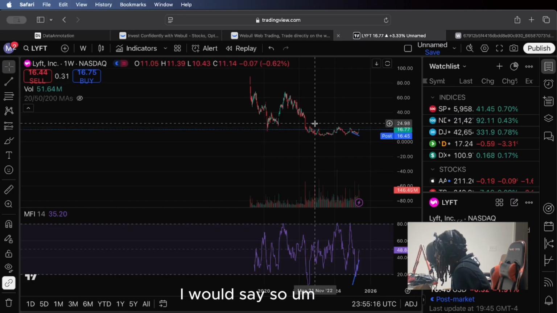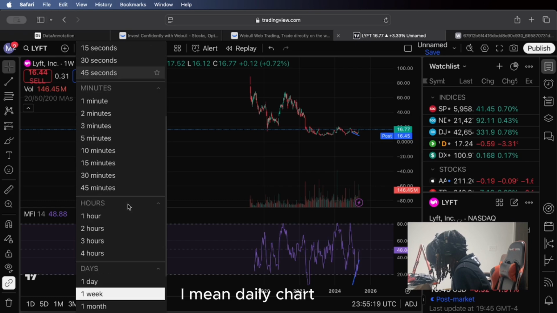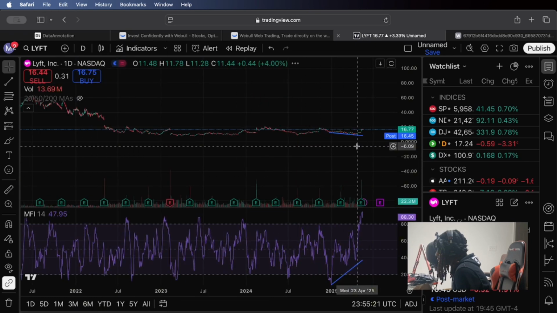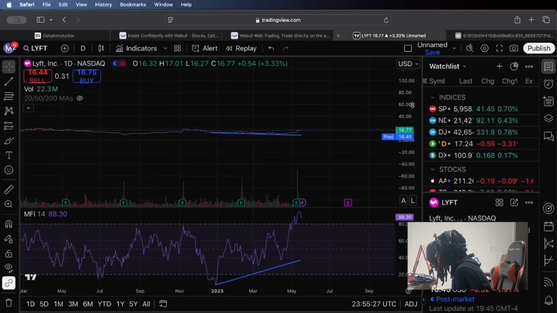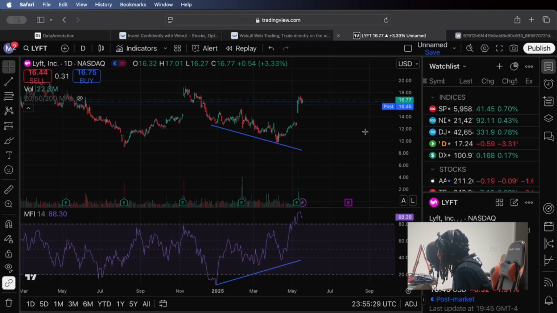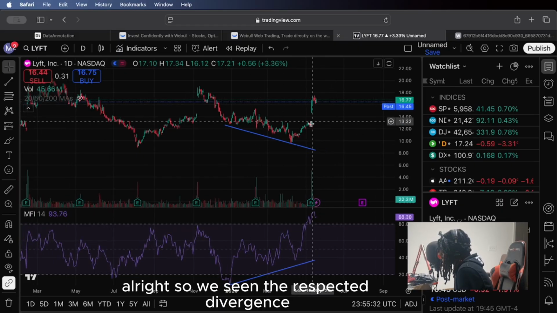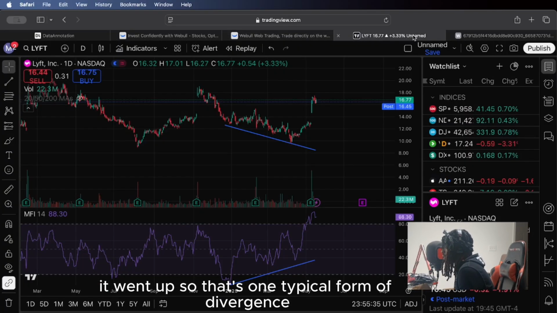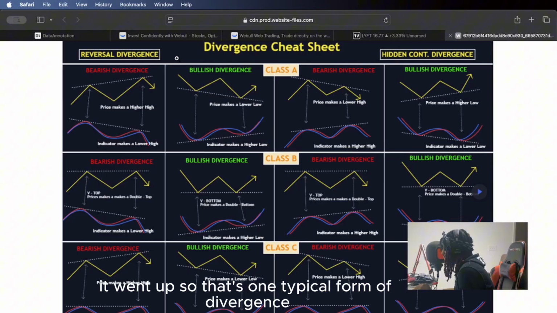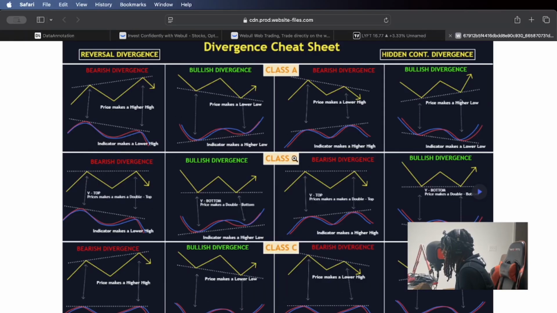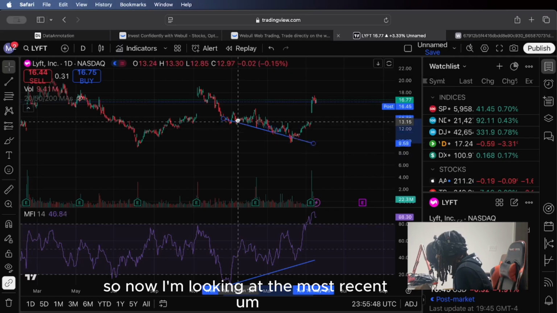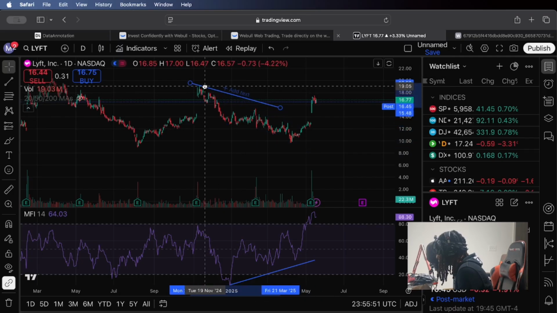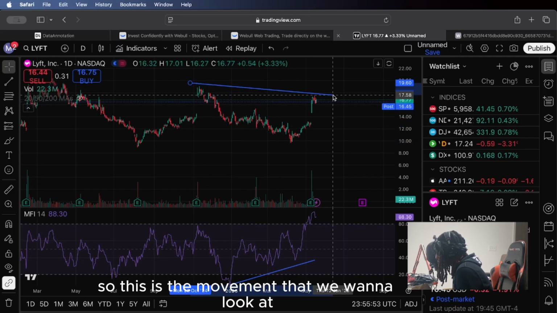So let me go back to the daily chart. All right. So we seen the respective divergence and went up. So that's one typical form of divergence, bullish divergence. So that's bullish divergence right there. So now I'm looking at the most recent highs. So this is the movement that we want to look at.